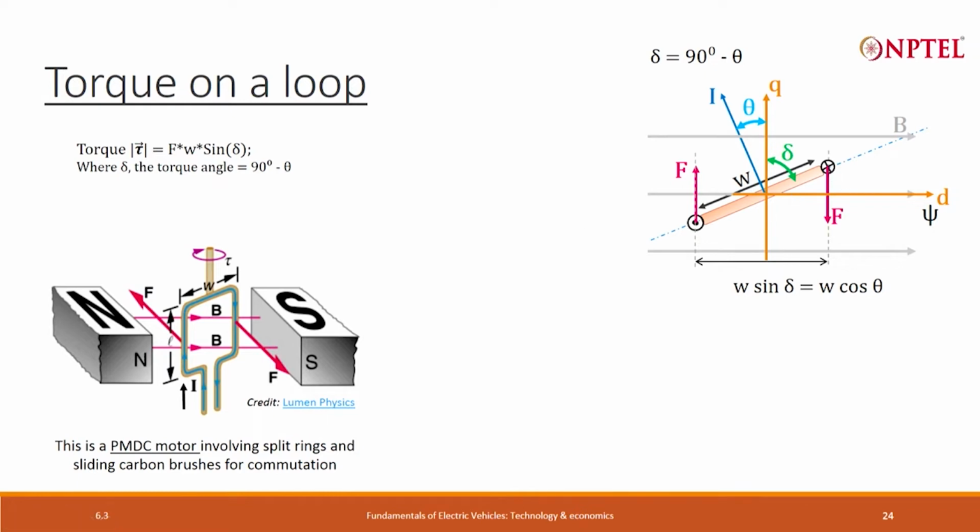If I apply the vector rule, I cross B, then I will find that the force here is in this direction, here the force is in this direction, and so the torque is in the clockwise direction. Now, the magnitude of the torque is force multiplied by the distance separating them, and as you can see that distance is W sin delta.